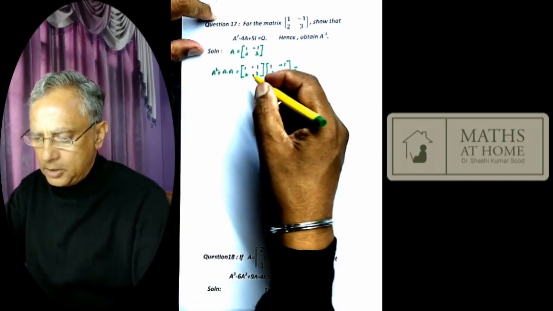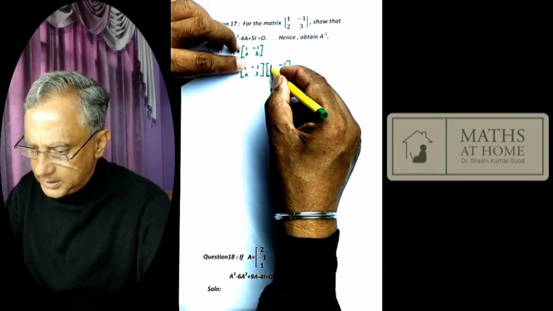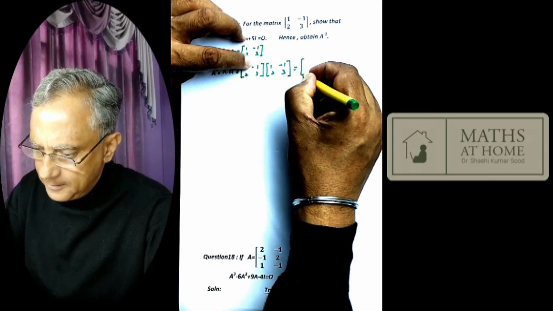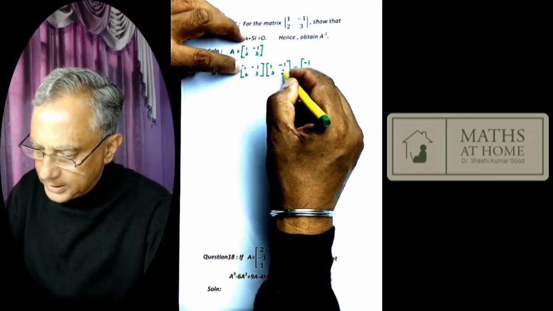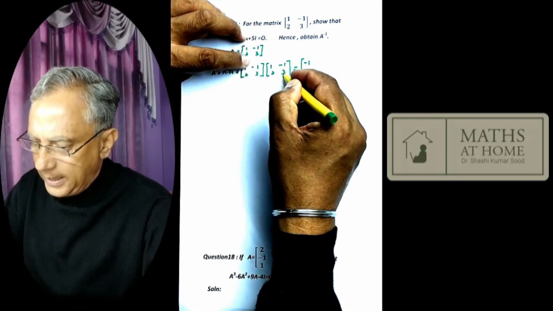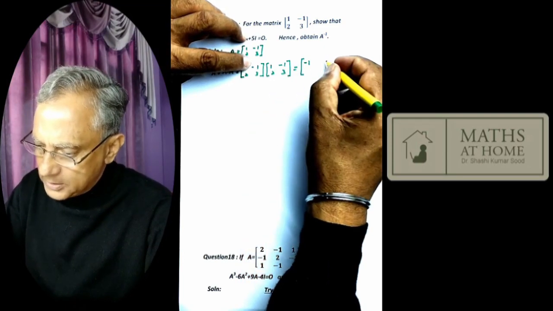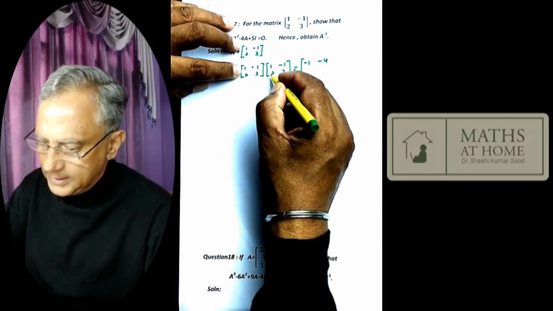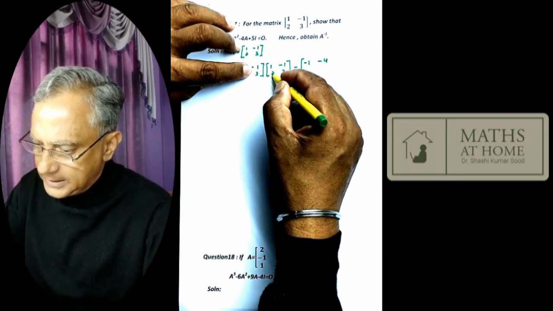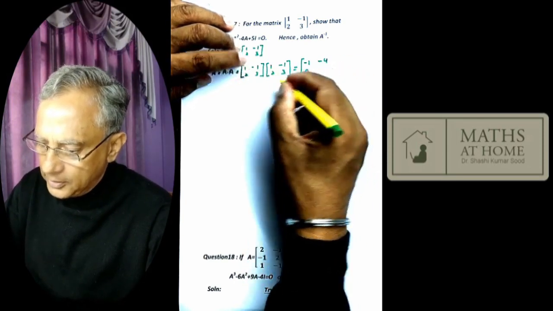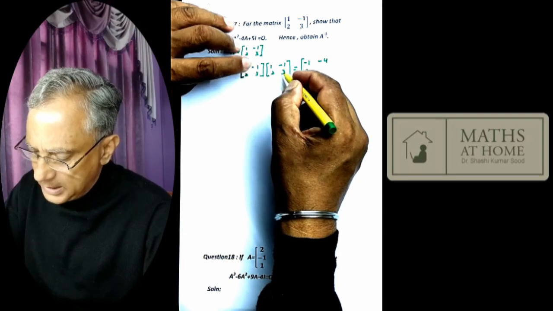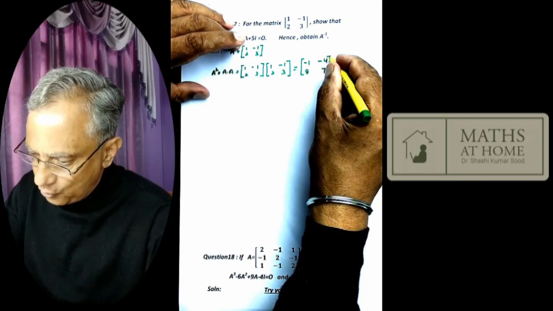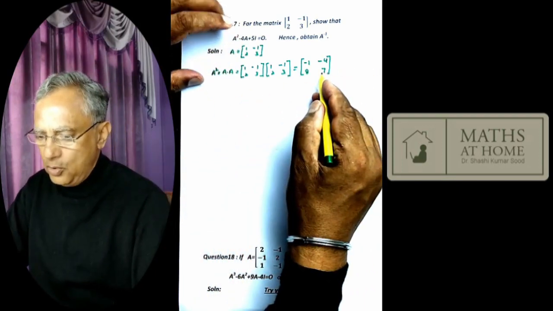Now matrix multiplication is row column multiplication. So this into this is 1 minus 2. So 1 minus 2 is minus 1. This into this. This is minus 1 and this is minus 3. Minus 1 minus 3 is minus 4. So this into this. So 2 plus 6 is 8. This into this. Minus 2 plus 9. Minus 2 plus 9 is 7. So we get A square is equal to this much.